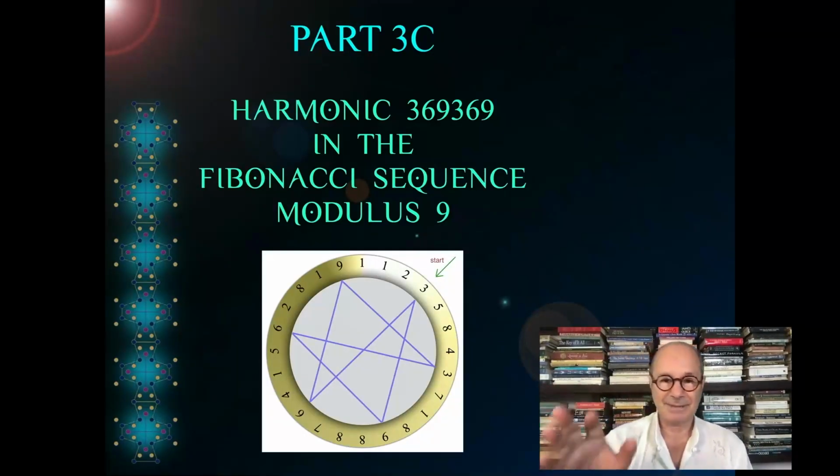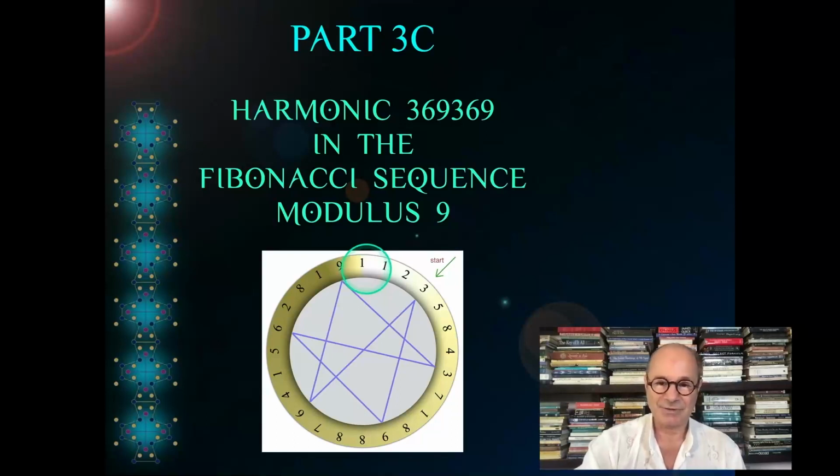We've also got the 369. Where does it appear in the Fibonacci sequence? In the Fibonacci sequence 1, 1, 2, 3, 5, we've reduced it to the 24 repeating digits, and the 369 is this pathway from here, from 3, 6, 9, 3, 6, 9.